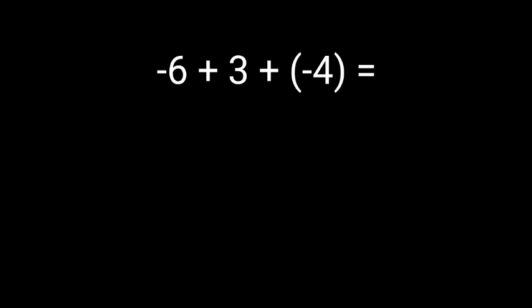Another example: -6 plus 3 plus -4. First let's solve the equation starting from the left. -6 plus 3. This is case 3, so we can write this as 3 minus 6. 3 minus 6 equals -3.